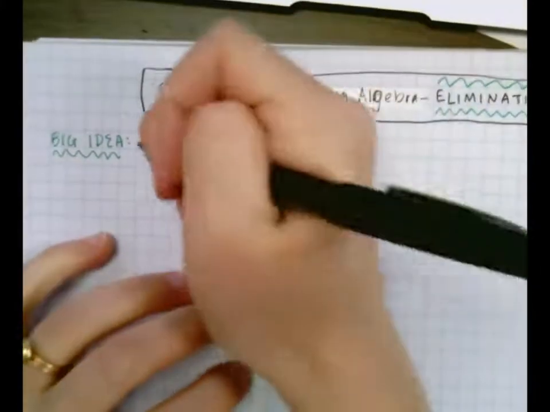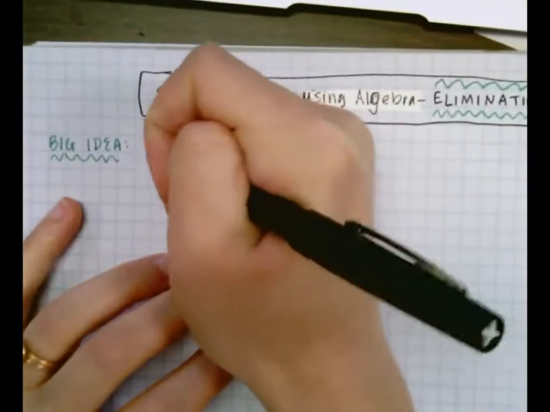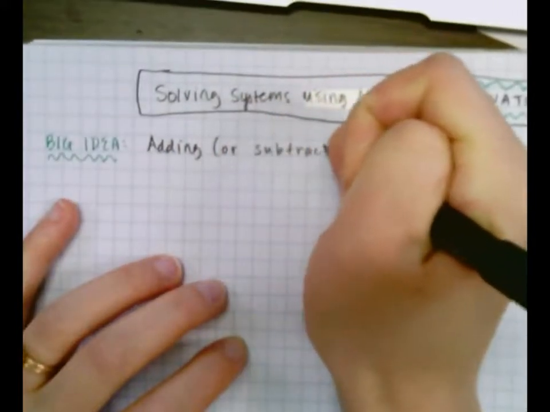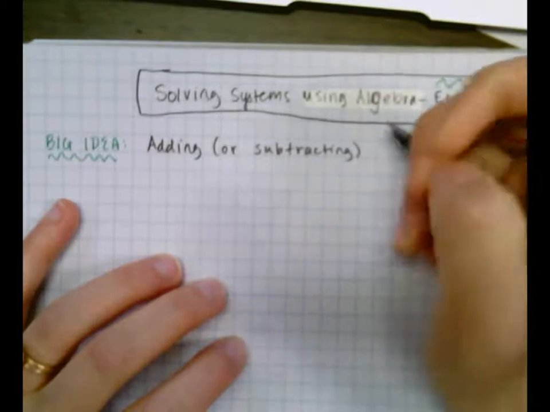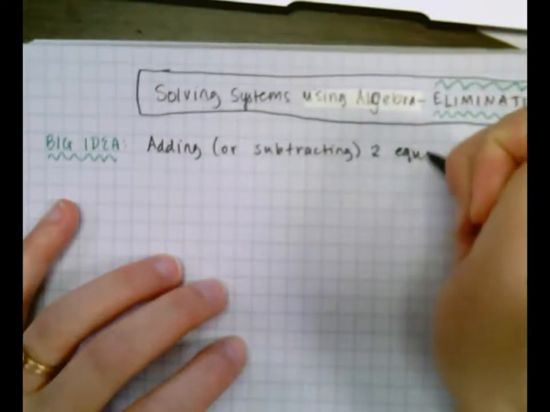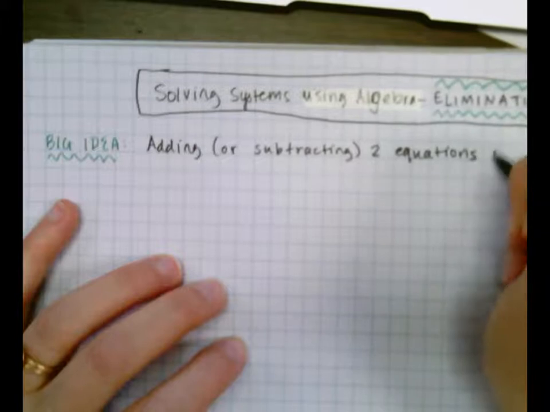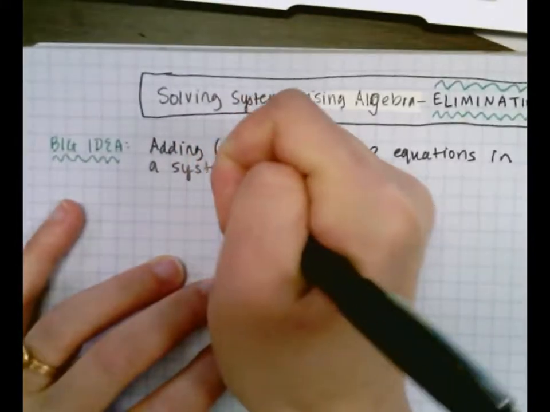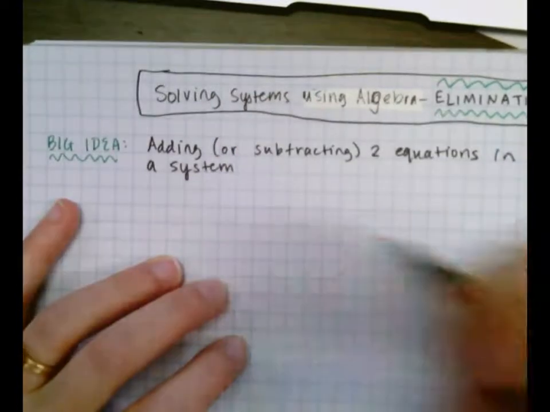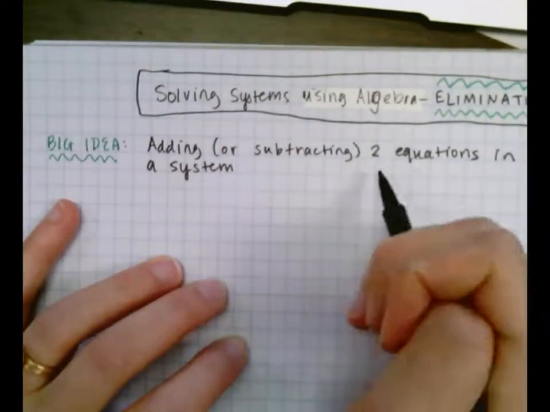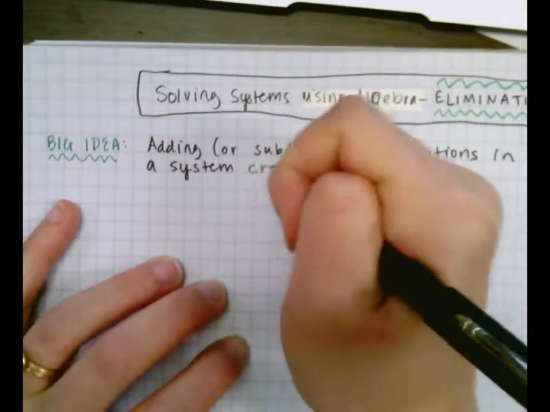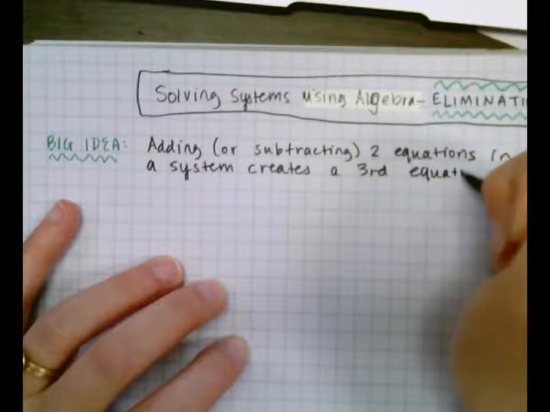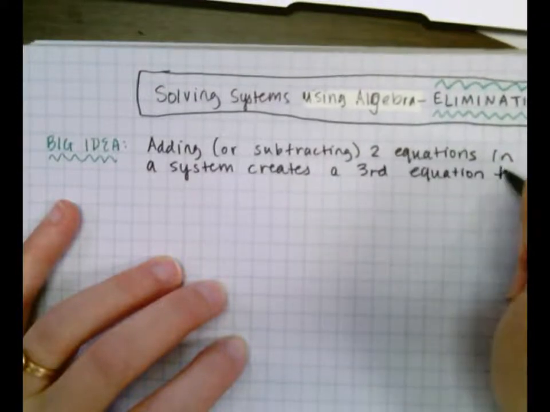Basically what we're going to be doing is adding or subtracting two equations in a system, which will create a third equation, right? So adding or subtracting two equations in a system creates a third equation that is also true.